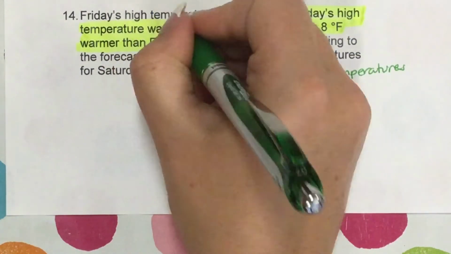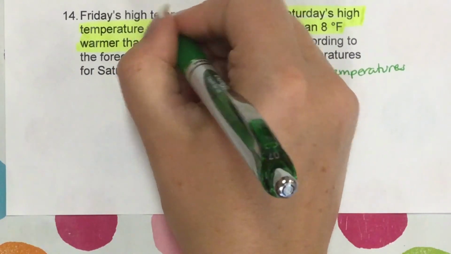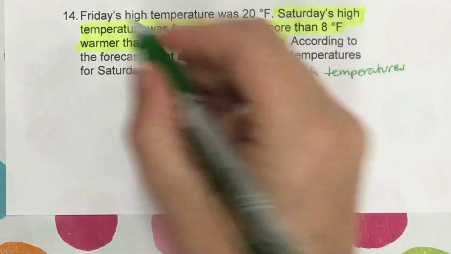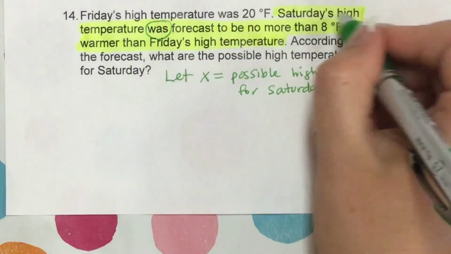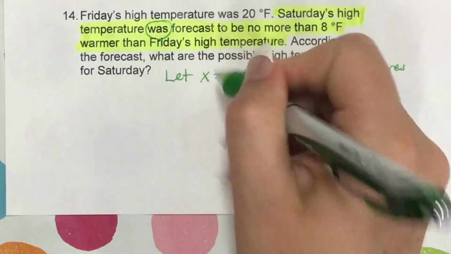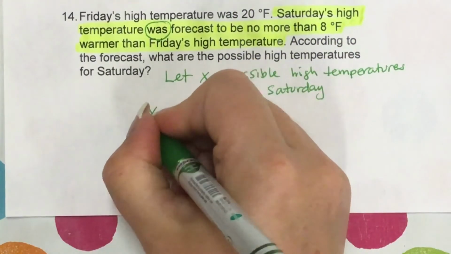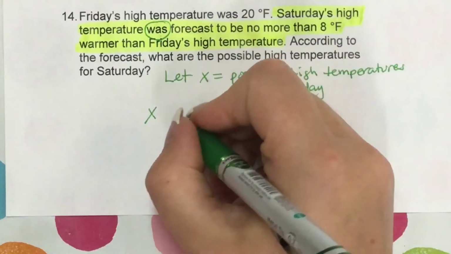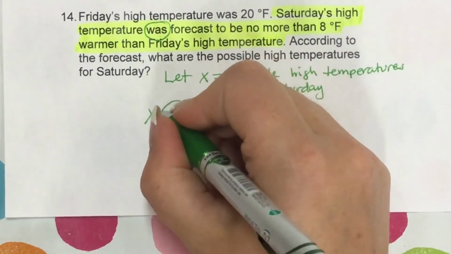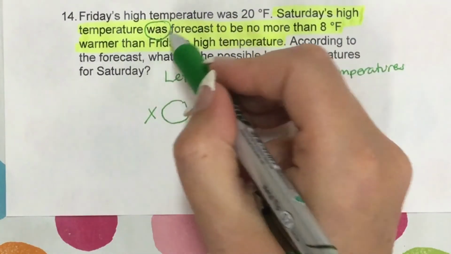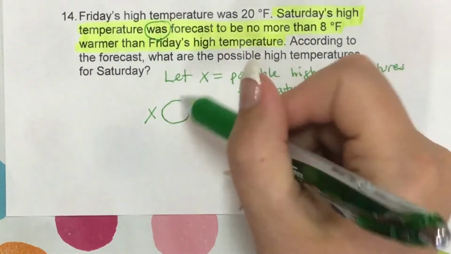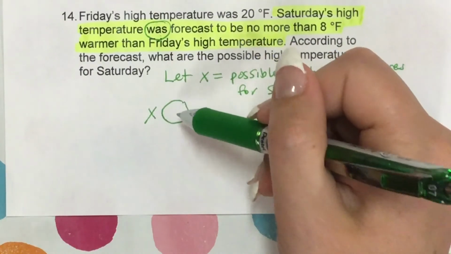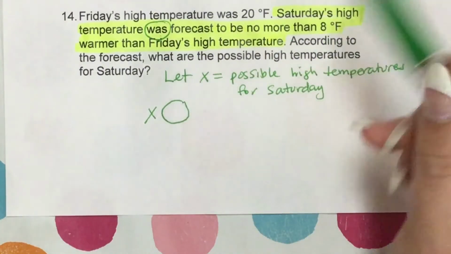Whenever you see was, you know that is going to be your equal sign or your inequality sign. Okay, so before that we have Saturday's high temperature. And that is x. Now was, I'm just going to put a circle for that one because we're going to fill it in. Usually if you're dealing with an equation, that's where the equal sign would be. But for this, we're dealing with an inequality, and so I'm just going to leave it as a circle, and then we'll fill that part in.